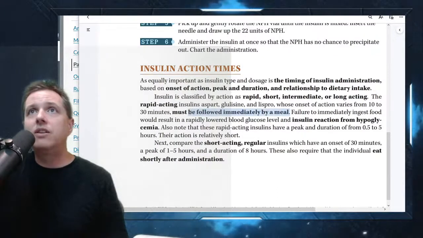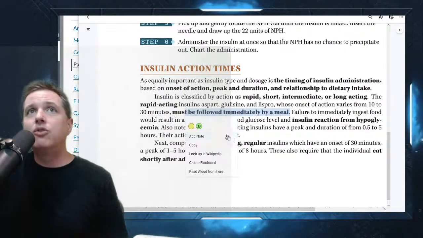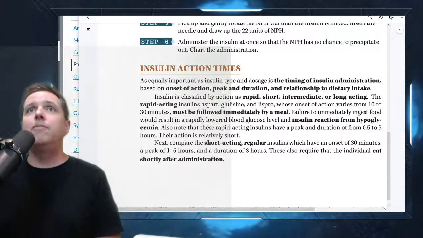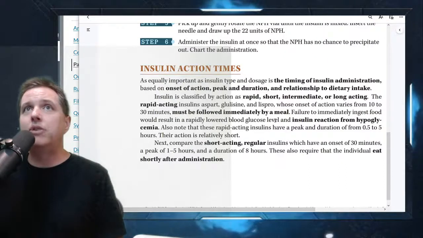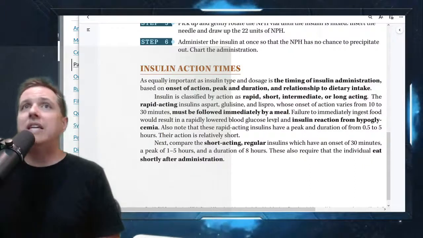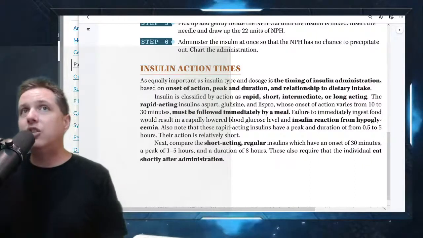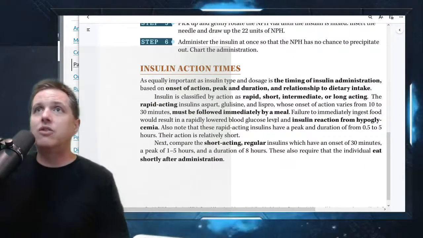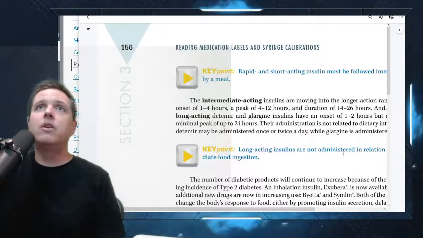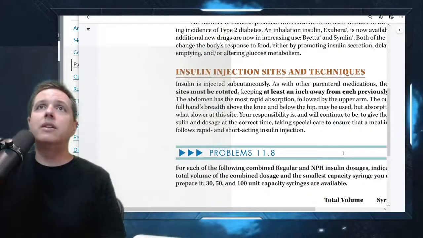Failure to immediately ingest food would result in a rapidly lowered blood glucose level, an insulin reaction from hypoglycemia. So you got to make sure that you're pairing the food with the insulin in the right duration and all that kind of stuff to make sure that there's no adverse side effects, okay? Intermediate acting.